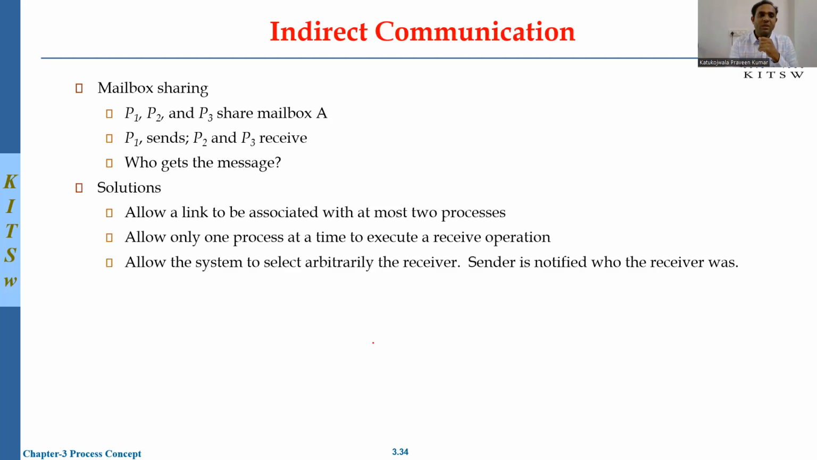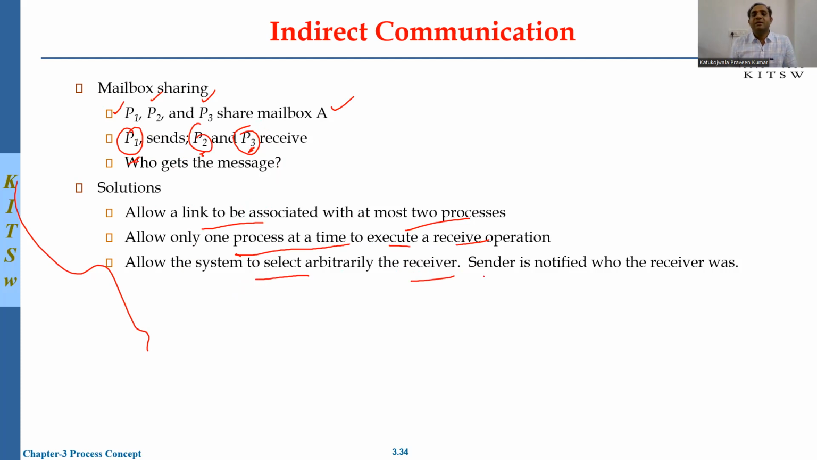For mailbox sharing, P1, P2, P3 are three processes which share mailbox A. P1 sends, and P2 and P3 receive. In indirect communication, different processes are sharing and receiving. The solution for this is to allow a link to be associated with at most two processes, and only one process at a time to execute a receive operation. Or allow the system to select the receiver arbitrarily, and the sender is notified who the receiver was.